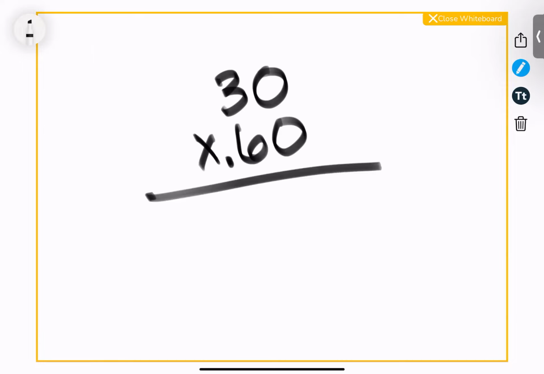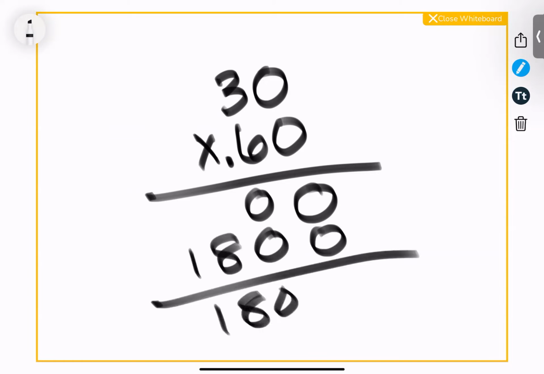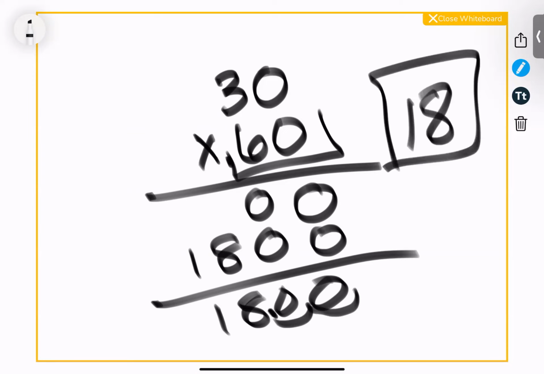I'm going to put the 30 on top, and I'm going to put my 60 on the bottom. Remember those zeros in the front? I could drop them. I'm going to multiply this like 30 times 60. 0 times 0 is 0. 0 times 3 is 0. Placeholder. 0 times 6 is 0. 6 times 3 is 18. Add them up. 2 decimals in my question, 2 decimals in my answer. I could also say 18. So 60% of 30 is 18.